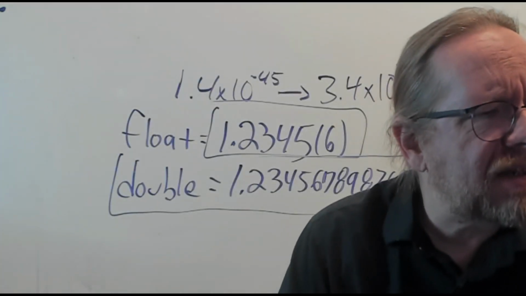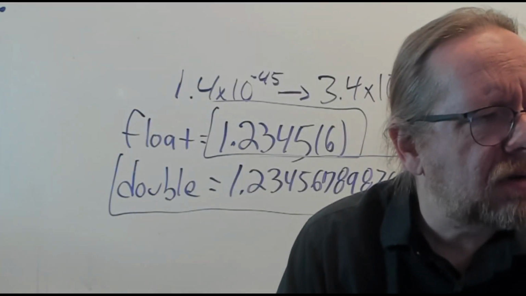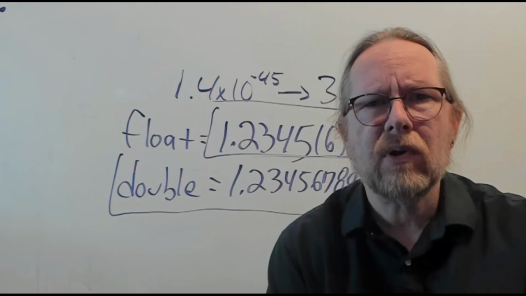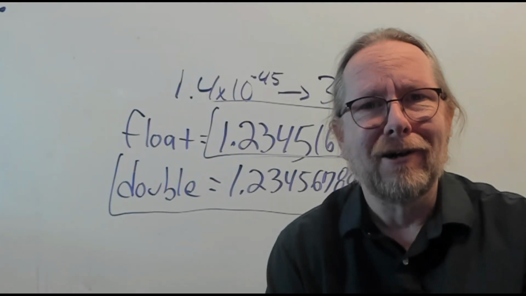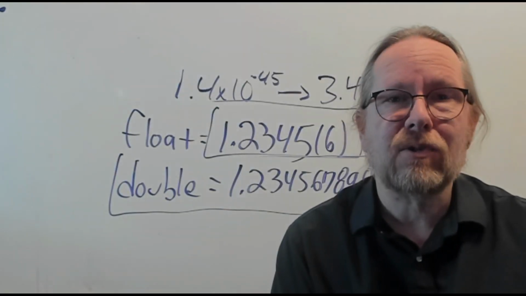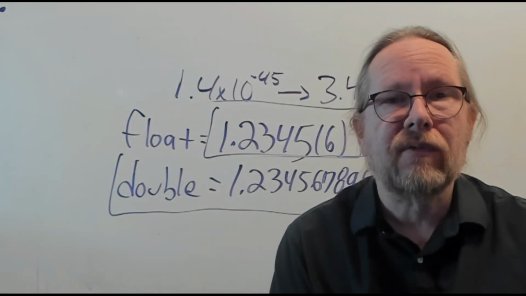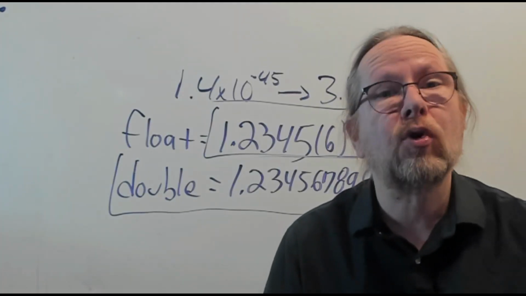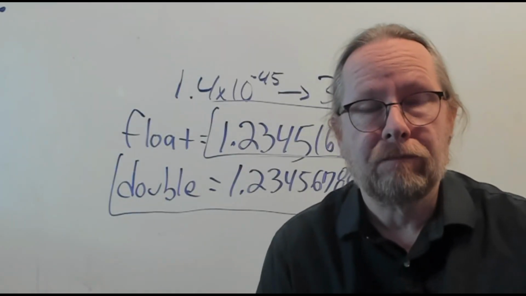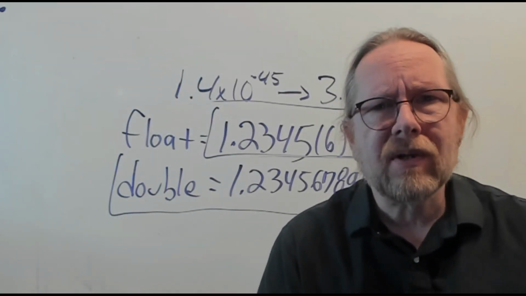I don't know if Java has anything more precise than a double. I think C and C++ have a double-double, which has 31 digits of precision. It's all a question of how many bits you're allocating to storing that number, how many bits of memory it takes up. So that's all I'm going to say about that.